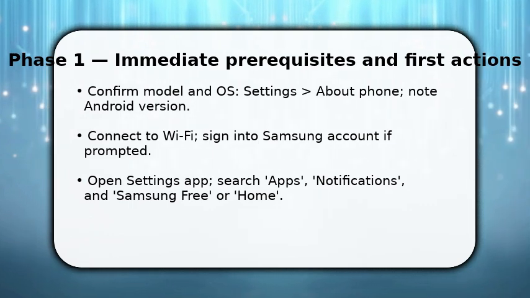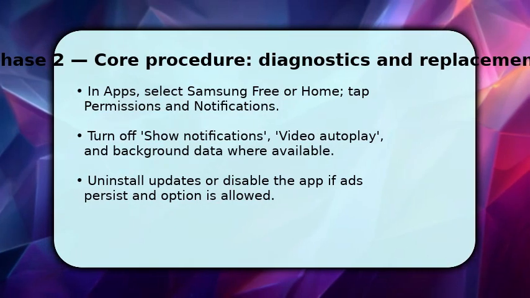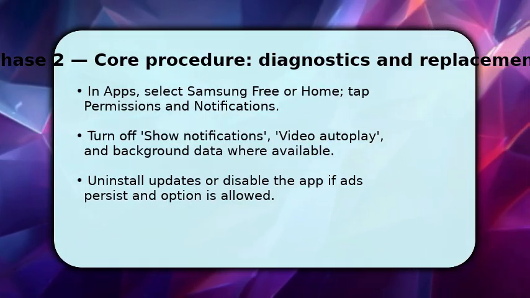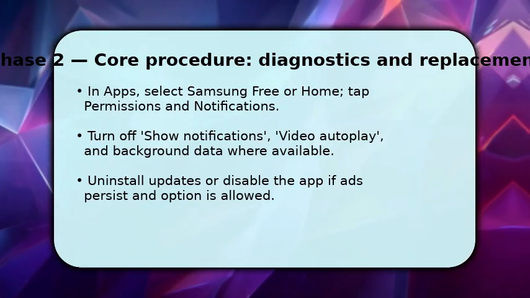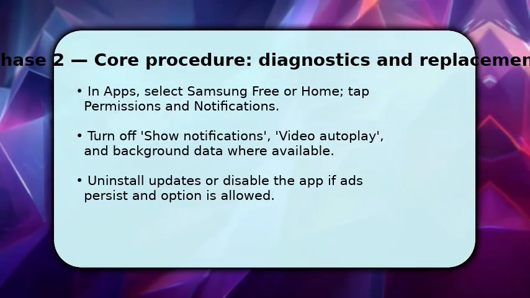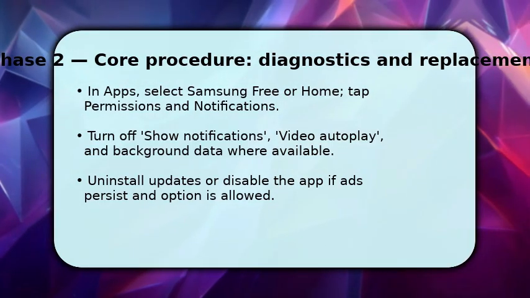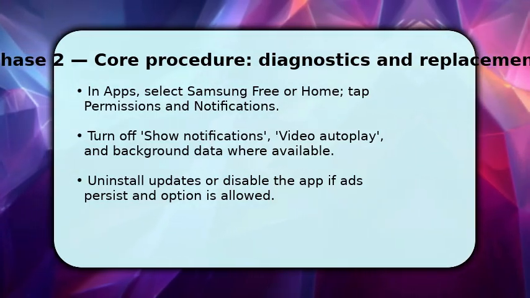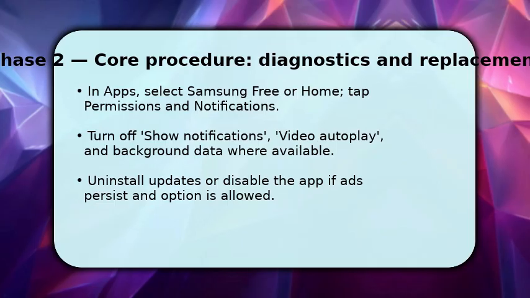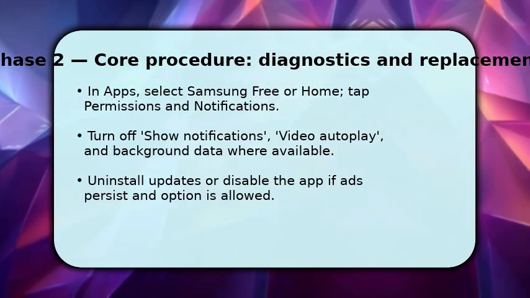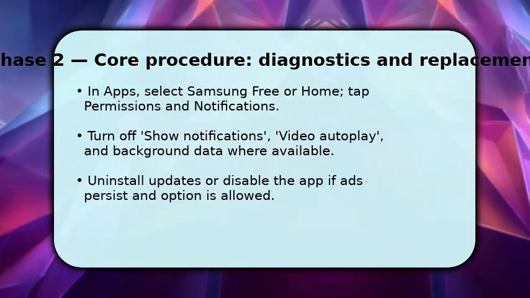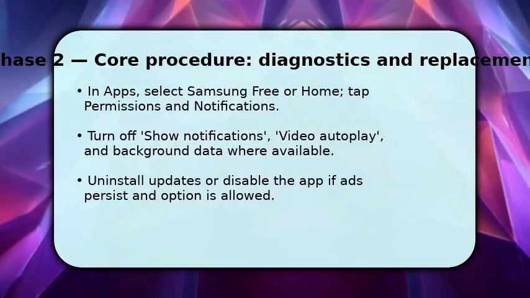Once you're in the app settings, you'll remove the app's ability to push videos. Tap Permissions and Notifications, then disable Show Notifications and any autoplay toggles. This blocks most ad playback. Also restrict background data to stop preloading. If the option exists, uninstall updates or disable the Samsung Free/Home app to revert it to a non-ad version. These middle steps cut both notification delivery and in-app autoplay, which is why they stop.